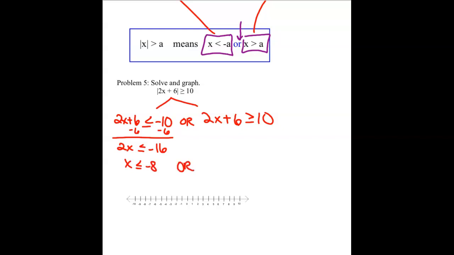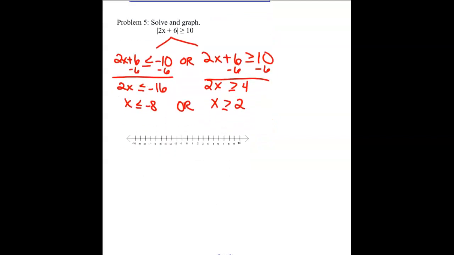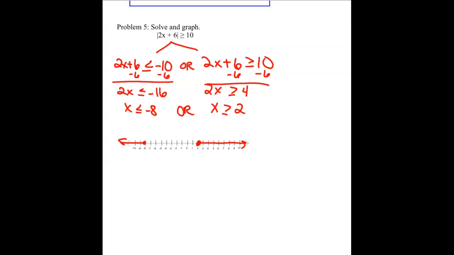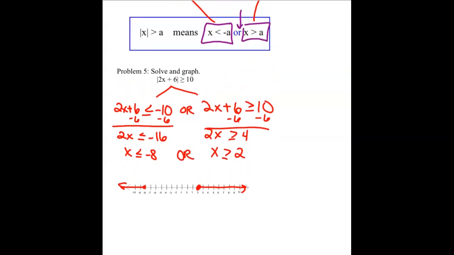Or, on this one, subtracting 6, we've got 2x is greater than or equal to 4. And dividing, we have x being greater than or equal to 2. All right, so we want to be at 2 or higher, or we can be at negative 8 or smaller than that. So again, we're pointing away on our number line to the two opposite ends. All right, so greater, we're pointing outwards, and we have two separate statements.